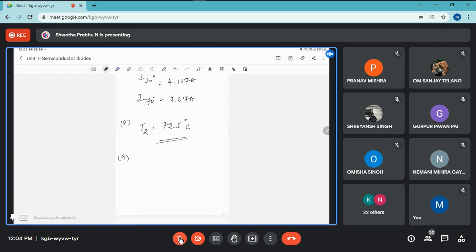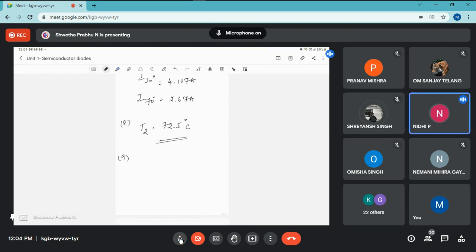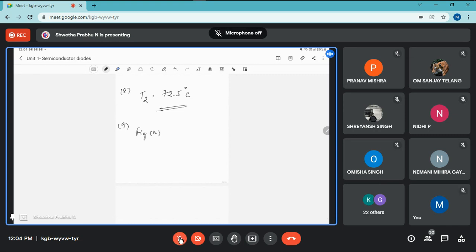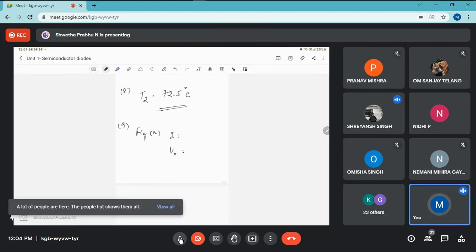Okay. Under ninth question, you have different circuits, right? So ma'am, one by one, we will discuss. I think circuit number A and B I have solved in the regular class. Correct? So once again, we will discuss. For circuit figure A, what is the answer? 0.53 milliampere.